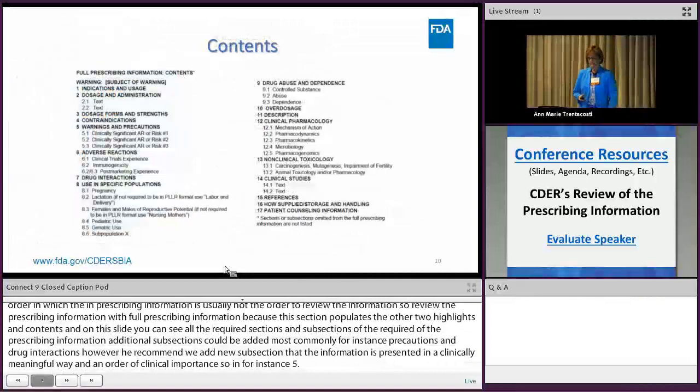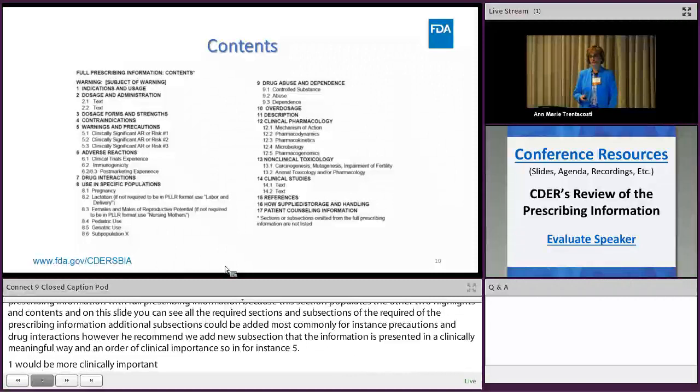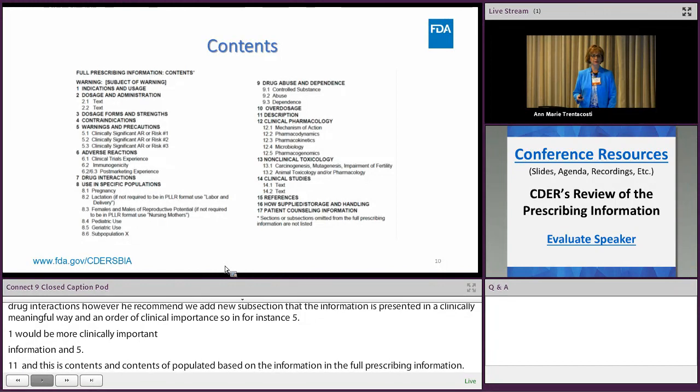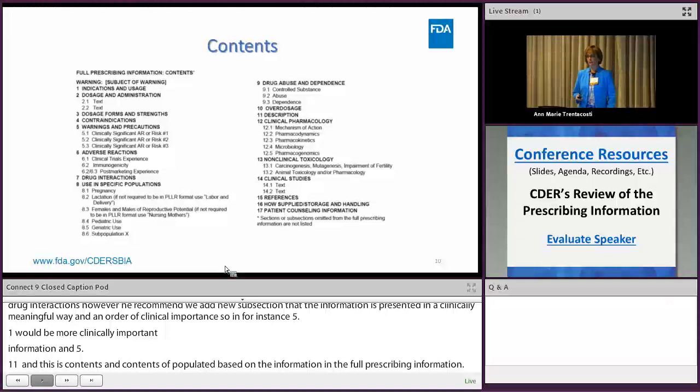This is contents, and contents is populated based on the information in the full prescribing information. Sections or subsections that are required are omitted if they're clearly inapplicable or could be misleading. However, if a required section or subsection is omitted, the numbering remains the same. Therefore, for instance, section 11 is always description, even if section 10, overdosage, is omitted.